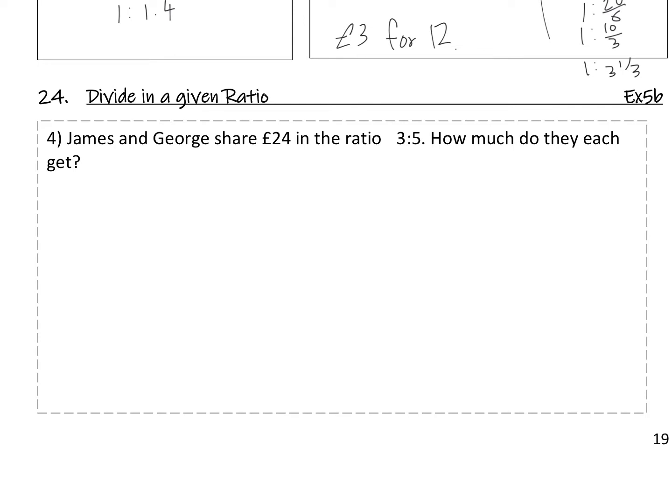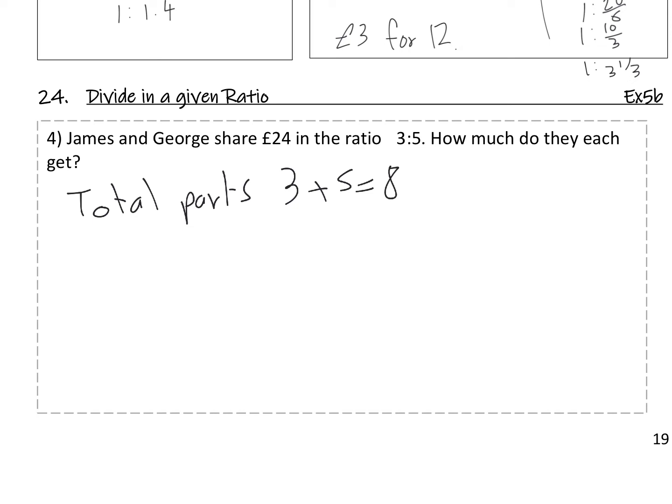In example 4 we have James and George, and they share £24 in the ratio 3:5. How much do they each get? Well, you first of all want to think about how many parts there are in total. So total parts in the ratio is going to be 3 plus 5, which is 8.